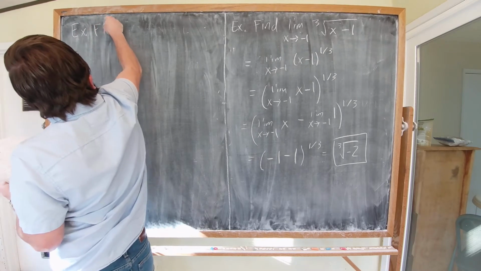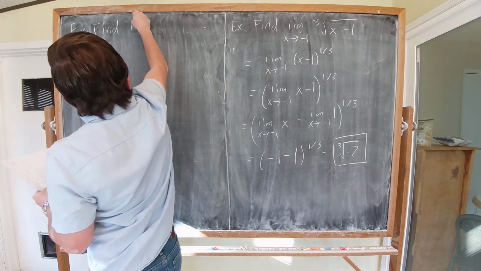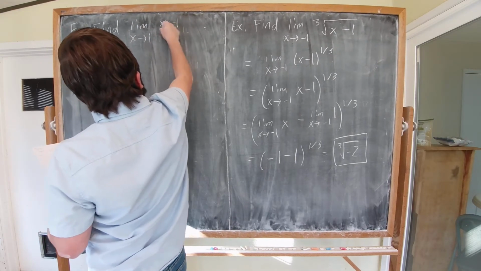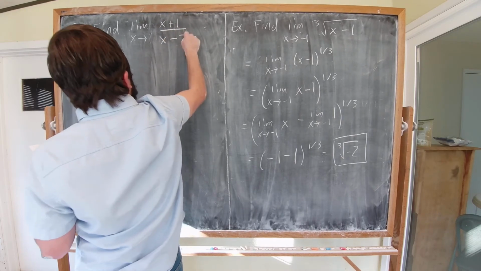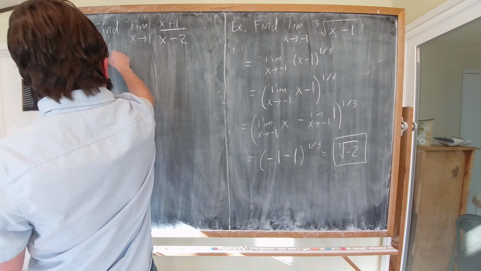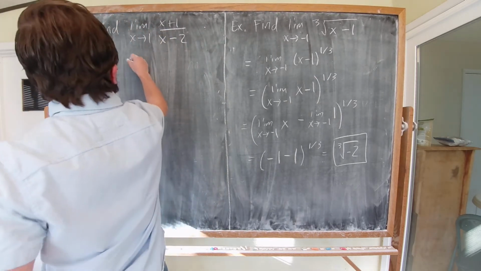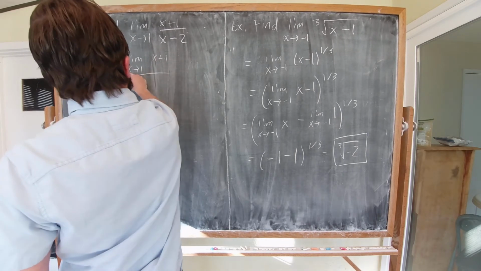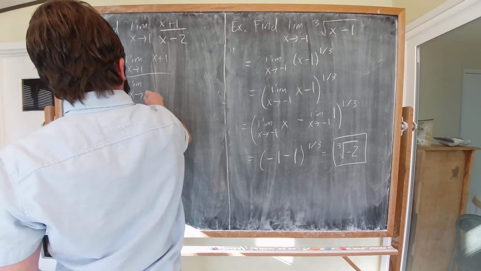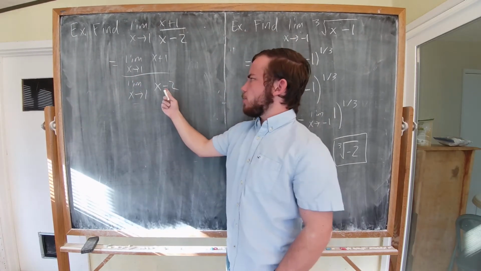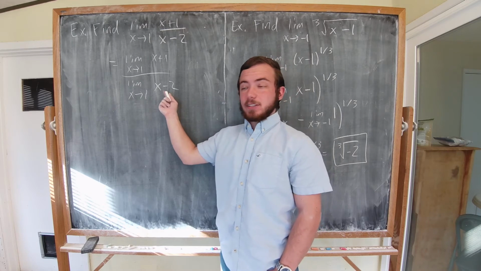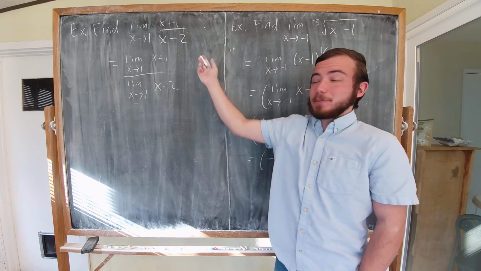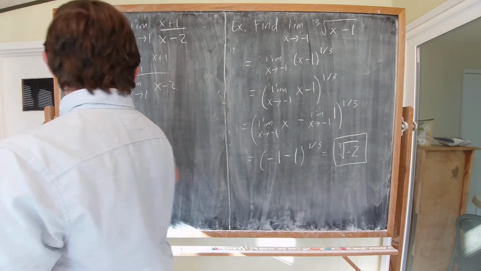Let's find the limit as x goes to 1 of x plus 1 over x minus 2. Well, that's equal to the limit as x goes to 1 of x plus 1 over the limit as x goes to 1 of x minus 2. Technically, we only know we can do this if this bottom limit is non-zero. But let's try it, and if this one's 0, then we'll just go and erase it from the start. It won't be 0, though.